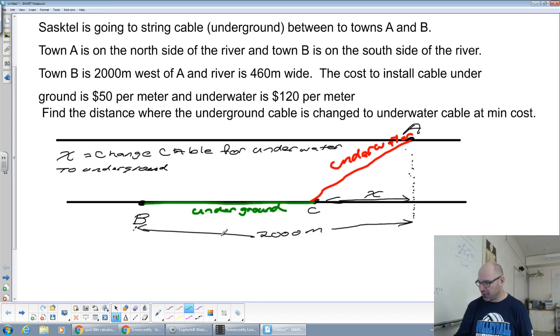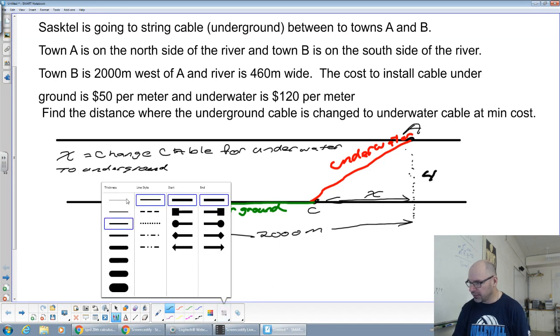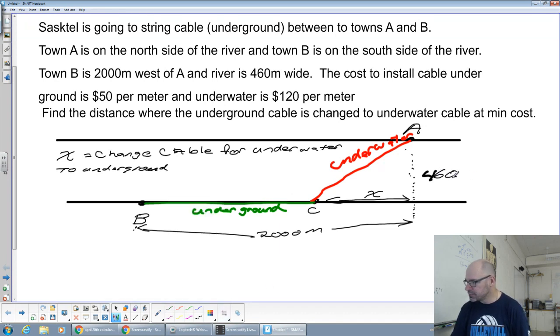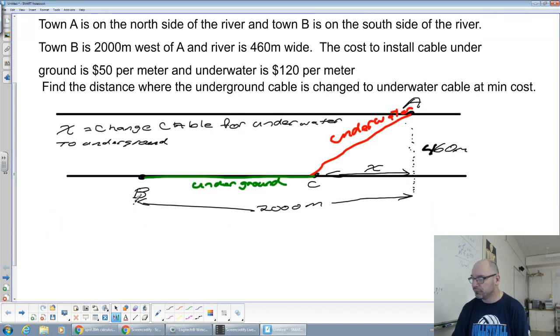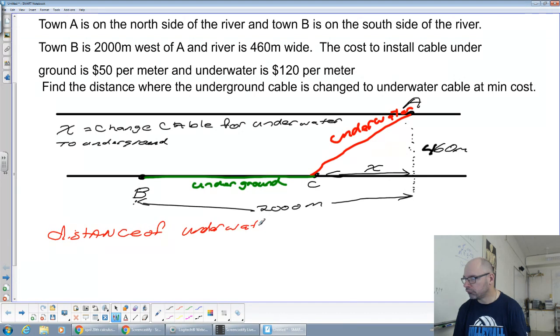Now the other thing that we know here, and I'll go back to my marker, is that this river is 460 meters wide. So we can find out the hypotenuse of this underwater, the distance of the underwater cable. That's going to be the hypotenuse.